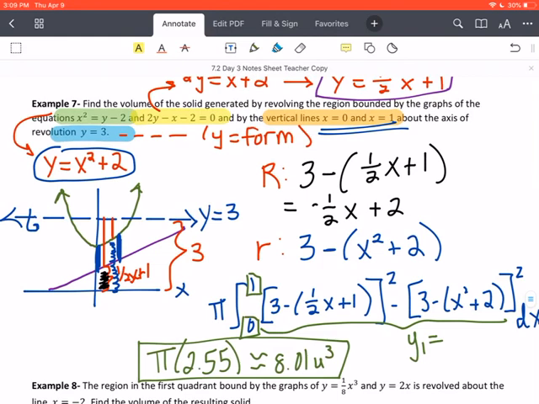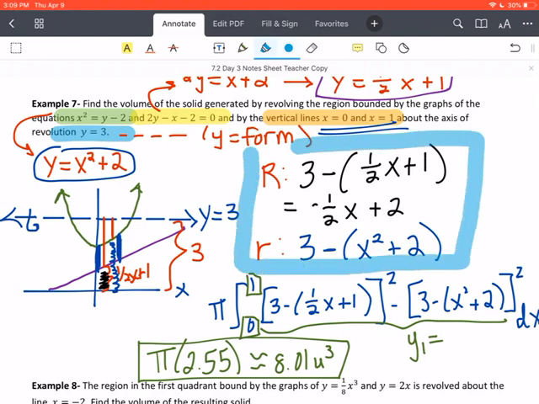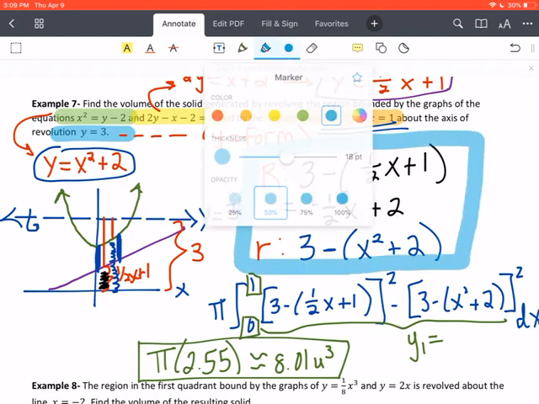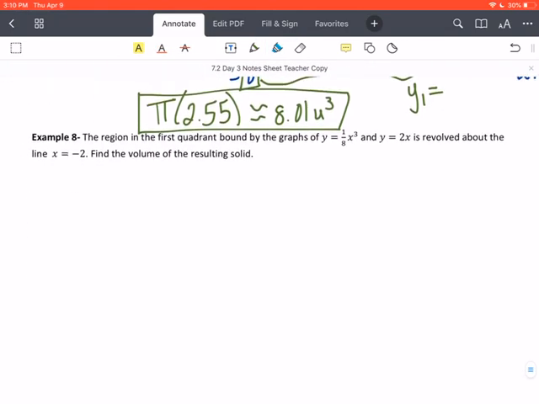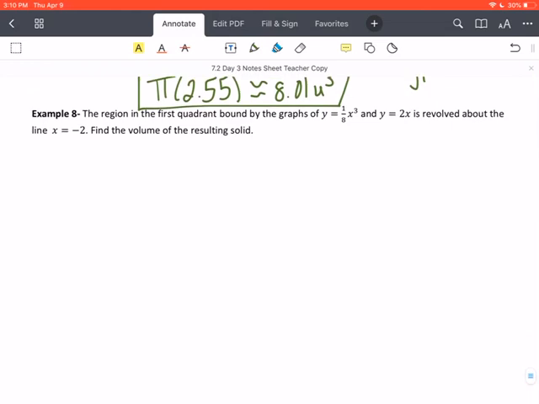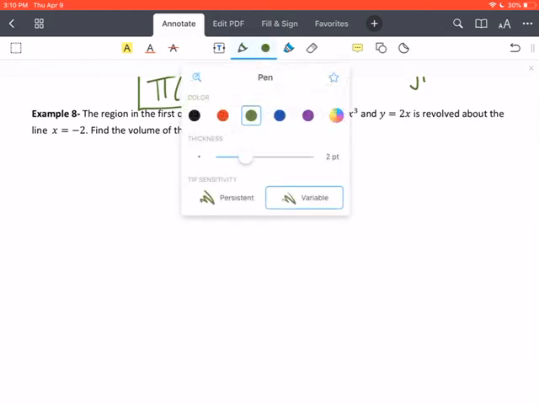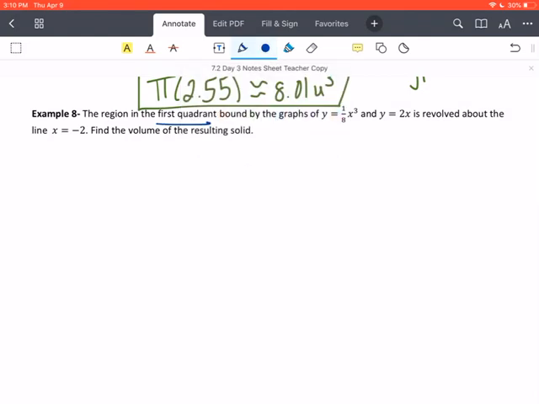Okay, so this is an example where we have to do some fancier work on the radii. The radii are not just always going to be the function, unfortunately. Okay, one more example. It says, let's look at the region in the first quadrant that is bound by the graphs. We have a cubic and a linear function, and we are revolving it around a vertical line. So when I see a vertical line, I know I need it to be in x equals form.